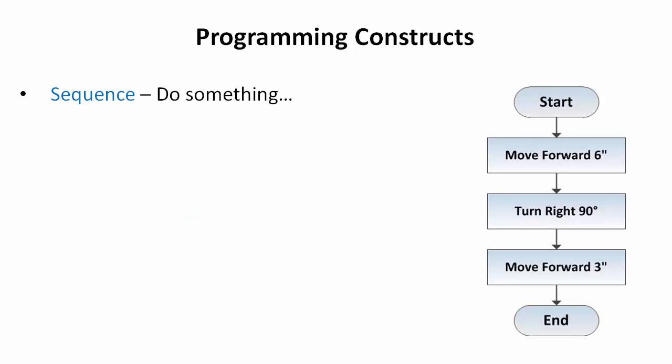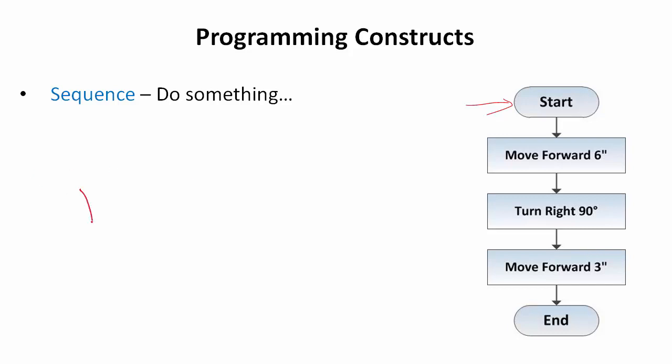So let's take a look at a sequence. This is a graphical interpretation of what the program is going to do, put in the form of a flow chart. That's what this is called. We start the program, and let's say we have a sequence of things it's going to do. We move forward 6 inches, turn right 90 degrees, then move forward 3 inches, and then we end.